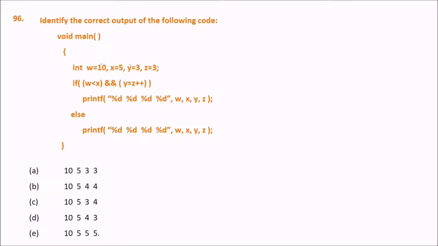Next is identify the correct output of the following code. We have w, x, y, and z. All these values are there with you. Now let us see what would be the answer. Let me do it intuitively, means the way I see it. But I'll see if any catch is there.